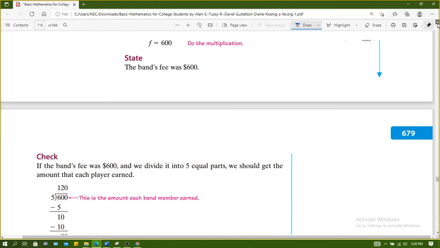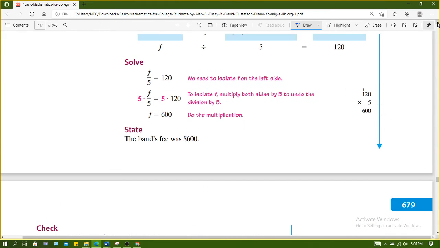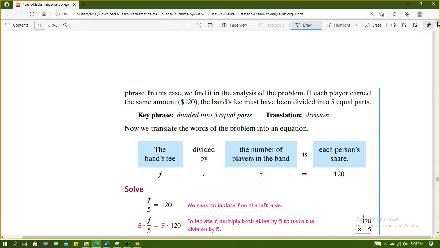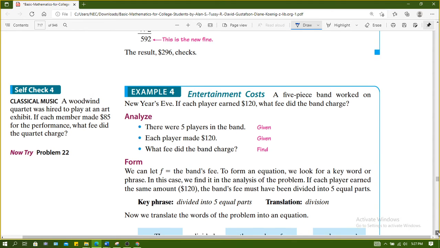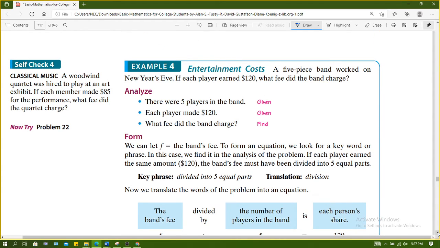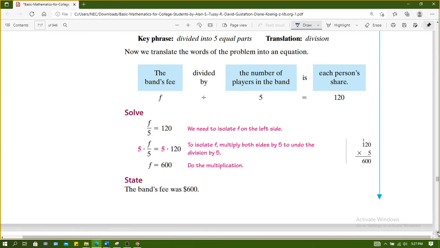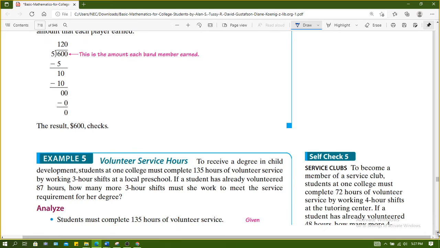And go back to the self-check. Classical music. A woodwind quartet was hired to play at an art exhibit. So quartet, pila na kabuok? If each member made $85 for the performance, what fee did the quartet charge? So pareha lang sila. Just show me your solution, step by step: analyze, form, solve, state, and check.